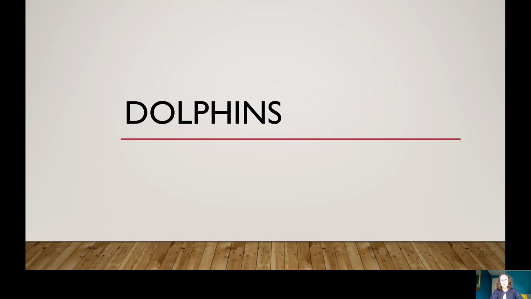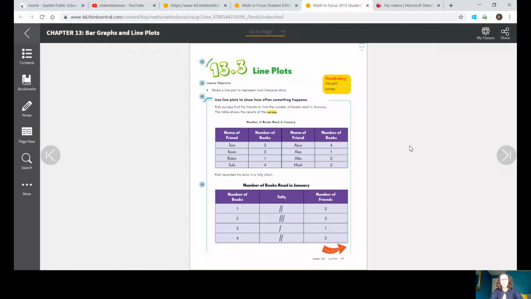We're on 13.3. We're going to do line plots today. You should grab your math book, your math notes, pencil, eraser. I'm going to actually share my screen with you so that you can follow along with me just in case you don't have it. So here we go. Page 97.